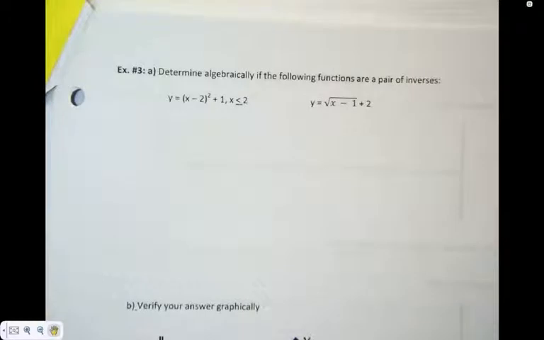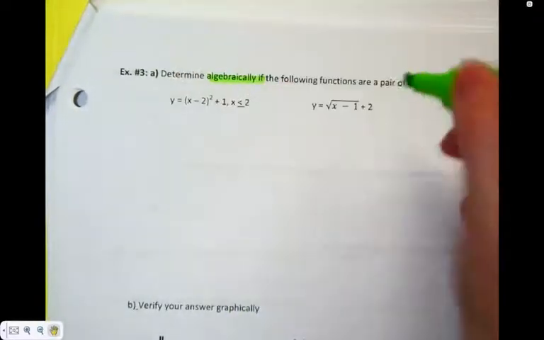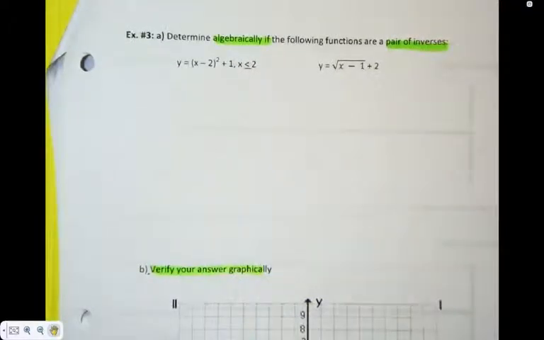Here's a third type of question they might ask you: determine algebraically if the following functions are inverses. And then they're going to verify your answer graphically. So we're really doing it two ways. Are these inverses, yes or no, algebraically? Are they inverses, yes or no, graphically?